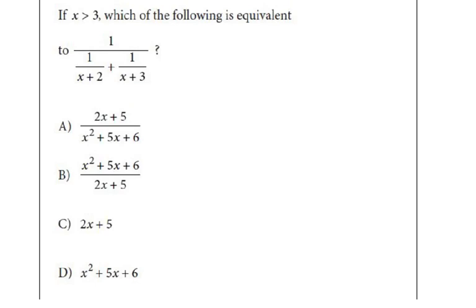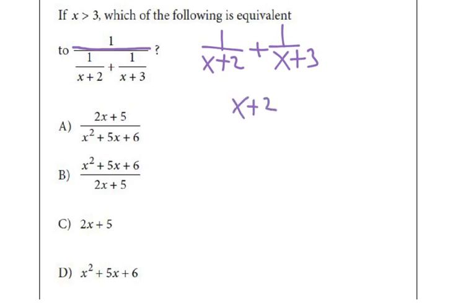So here the main division runs right here. So I have 1 divided by 1 over x plus 2 plus 1 over x plus 3. So the first step we want to do is add the fractions in the denominator. So on the side, we're going to add rational expressions by figuring out the common denominator. And the common denominator is going to be x plus 2 times x plus 3.